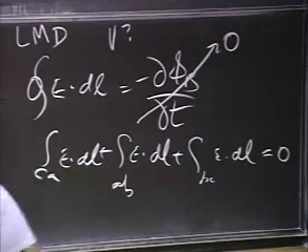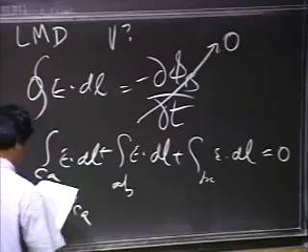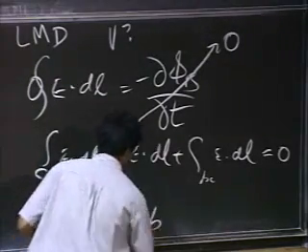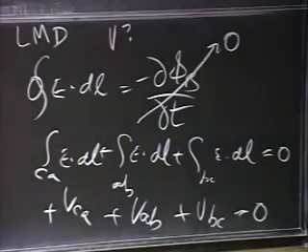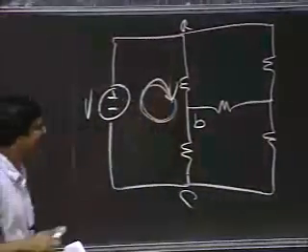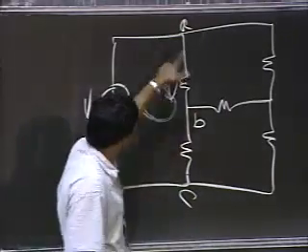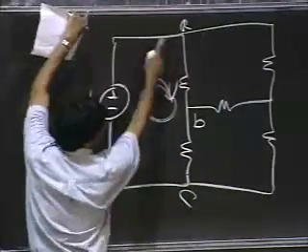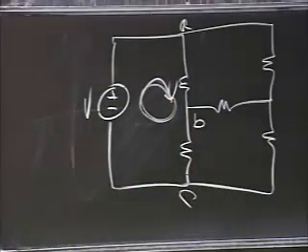I know that E dot dl across this element is simply VCA. This is VAB, and this is VBC, equals 0. So when I make the assumption that ∂ΦB/∂t is zero, and I go around this loop applying Maxwell's equations, what do I find? I find that the sum of the voltages, VCA plus VAB plus VBC, is zero.